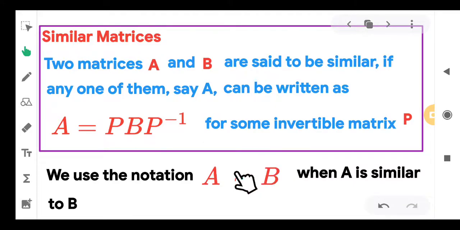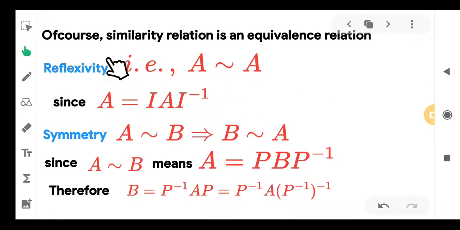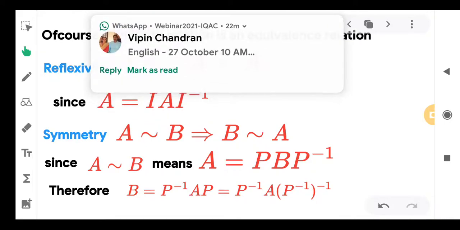Now we will prove that this relation of similarity is an equivalence relation. That means it's a reflexive relation. A is always related to A because you can have P as I. So A is equal to I into A into I inverse, where I inverse is I itself. Therefore, A is related to A.